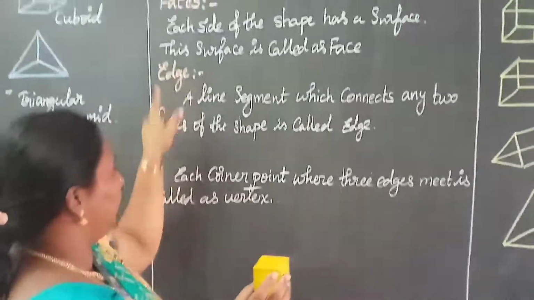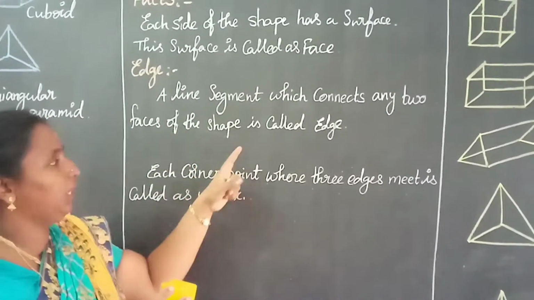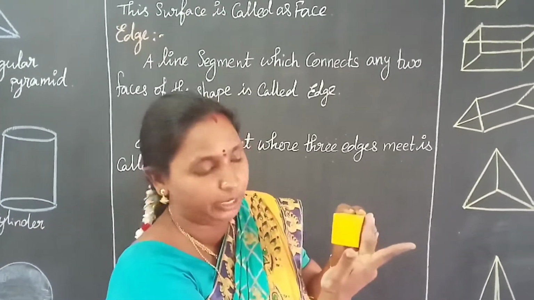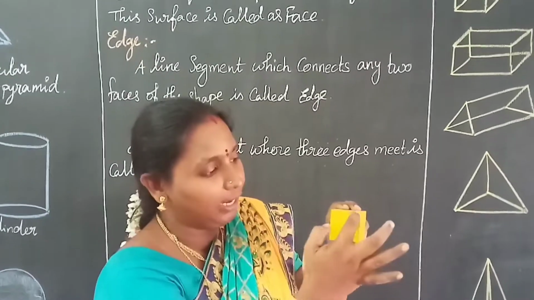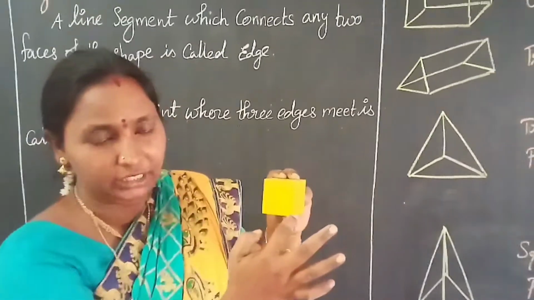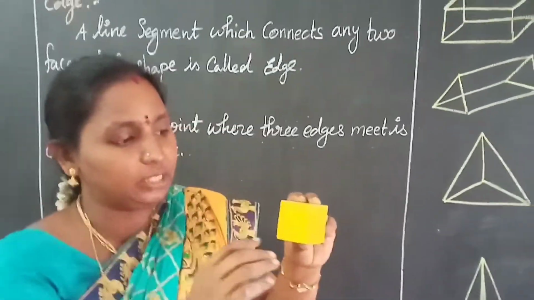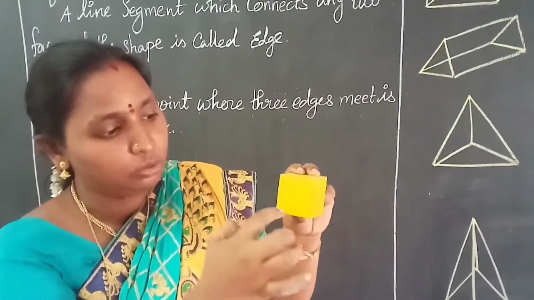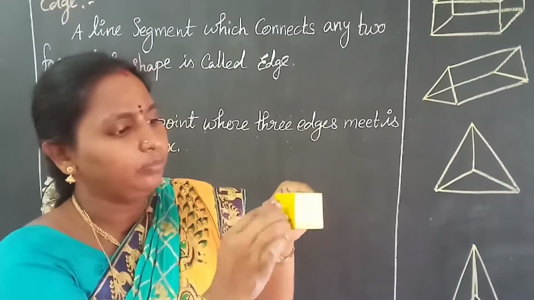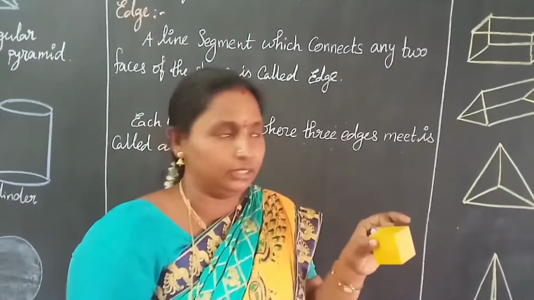Okay. Next, edge. Edge means the line segment which connects any two faces of the shape. Suppose we take this face and this face. These two faces are connected by a line segment. Am I right? This line segment is called an edge. So how many edges are there? Starting from here 1, 2, 3, 4, 5, 6, 7, 8, 9, 10, 11 and then 12. So you have 12 edges.